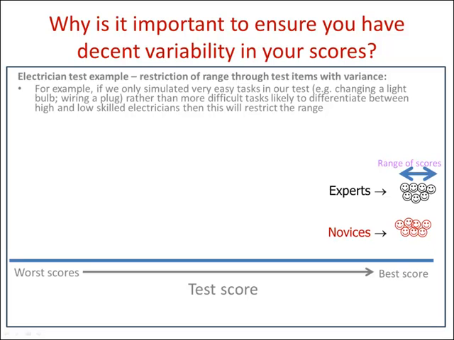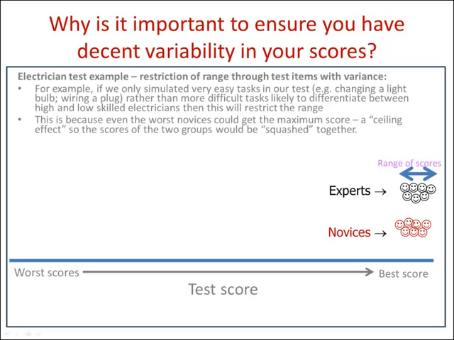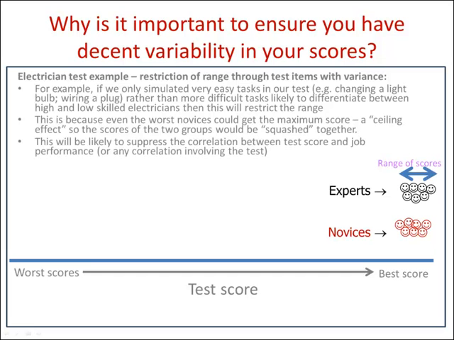Okay, very narrow range of scores, where we really want the range of scores to go all the way from the worst score there all the way to the best score. We've got a very narrow range of scores, that's no use to us. Okay, so that's a ceiling effect in that case. So the effect of this would be to suppress a correlation between the test score and job performance. Well, in fact, any correlation that we would look at involving the test.